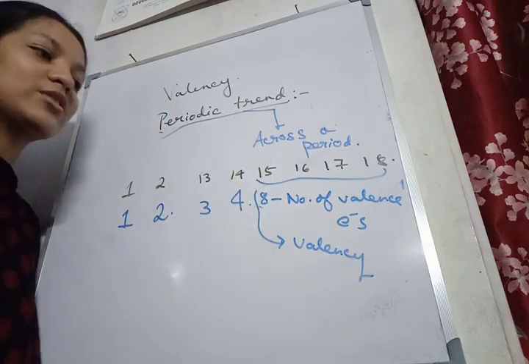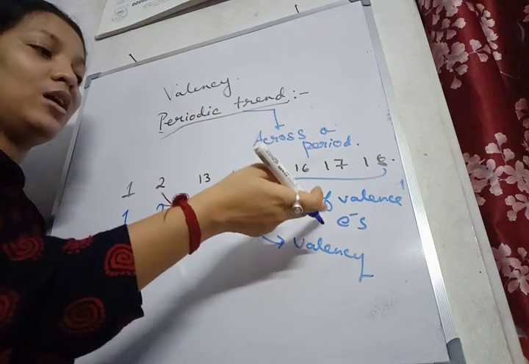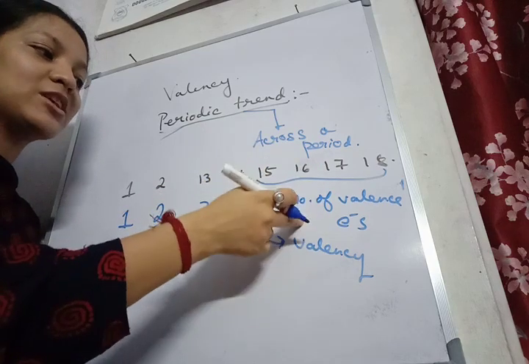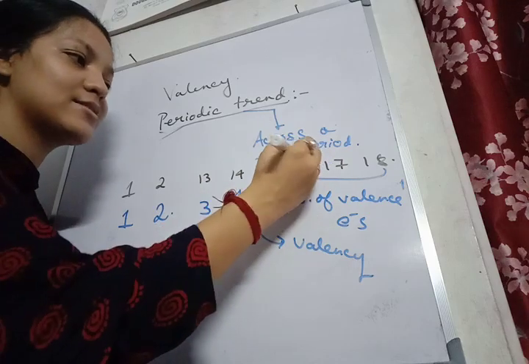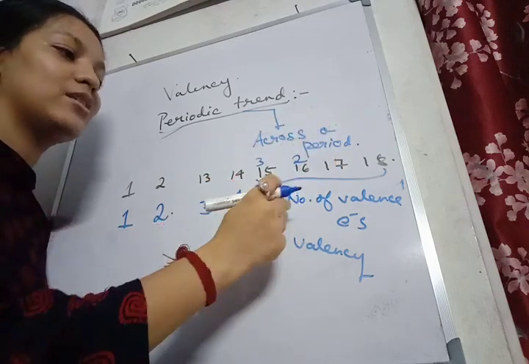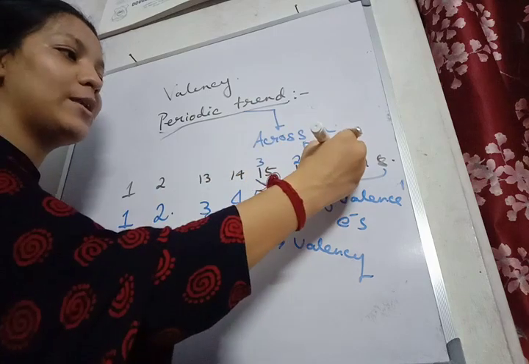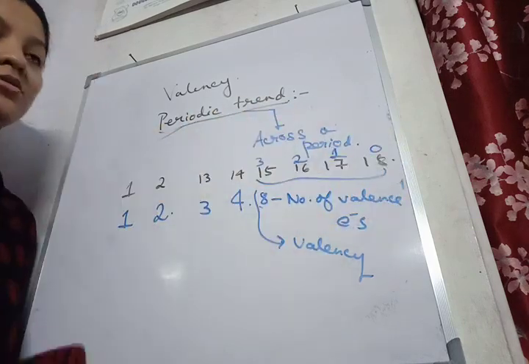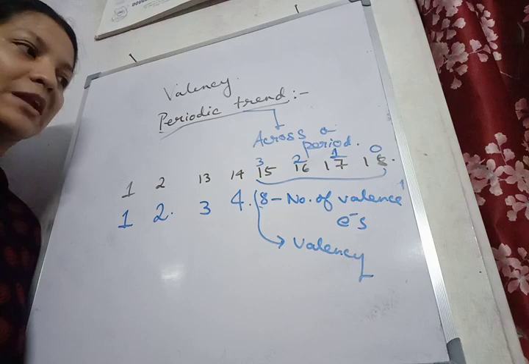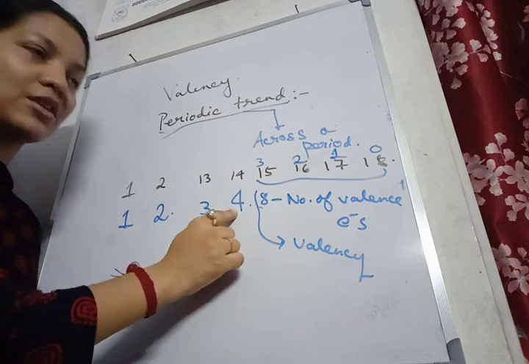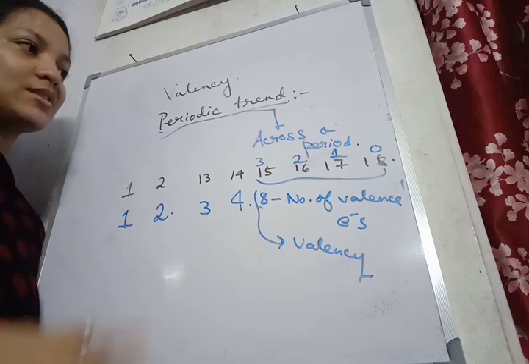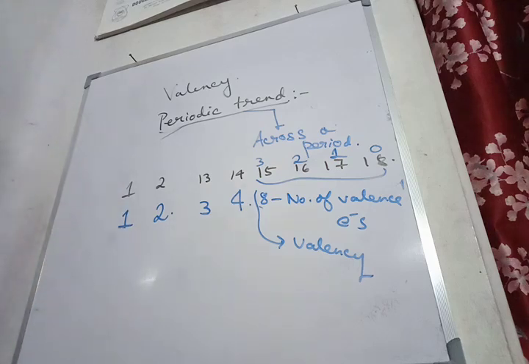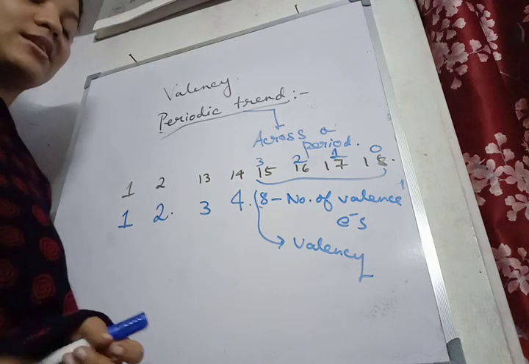For group 15, the number of valence electrons is 5, so 8 minus 5 gives a valency of 3. For group 16 it will be 8 minus 6, so 2. For group 17, valence electrons are 7, so 8 minus 7 is 1, and for group 18 the valency will be 0. So what do we see on moving across a period? The valency first increases till group 14 and then decreases. So this is the periodic trend of valency. So that's it, class. Thank you.